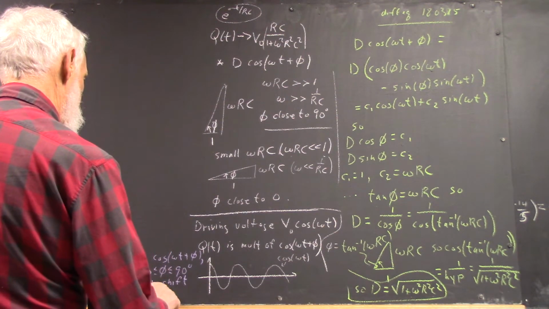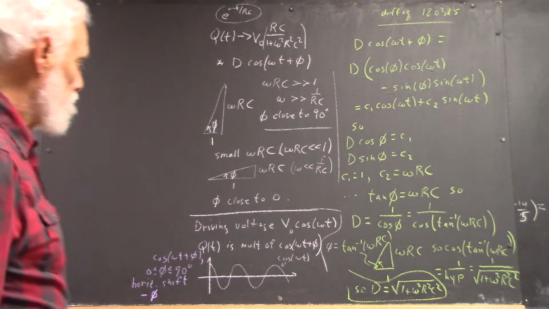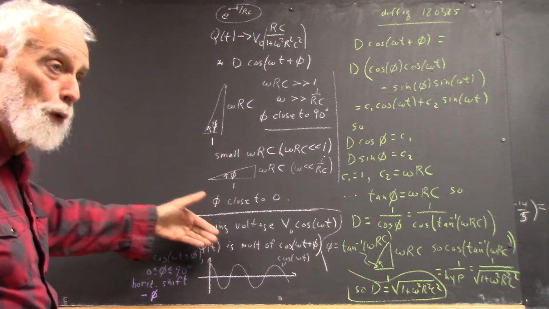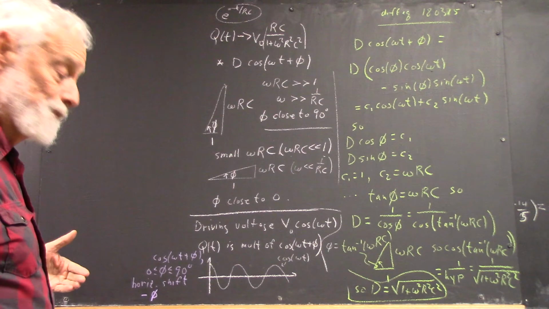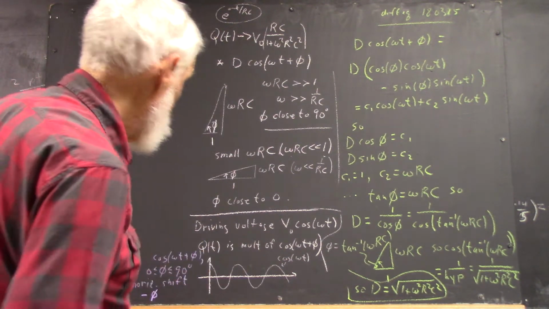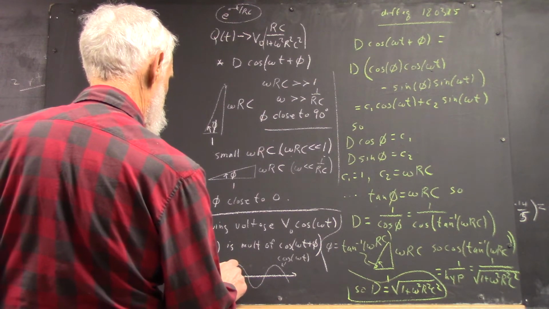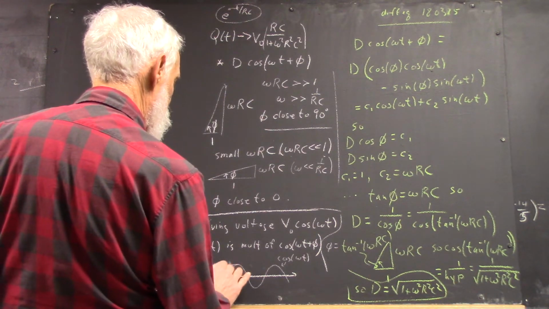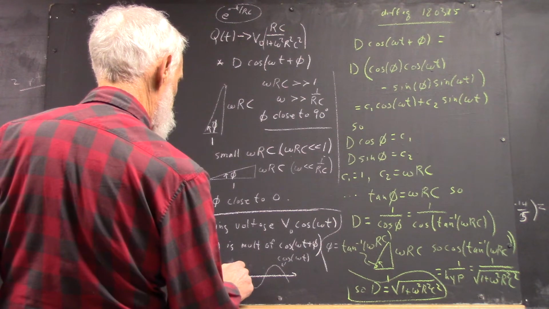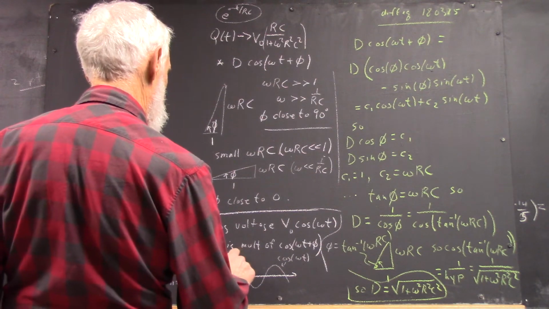Negative phi. So you're going to horizontally shift this somewhere between 0 and 90 degrees. Okay, so you shift the graph over a little bit. Let's just shift over this much. So here's a peak. Well, that's actually getting close to 90 degrees. We'll just shift it over this much.